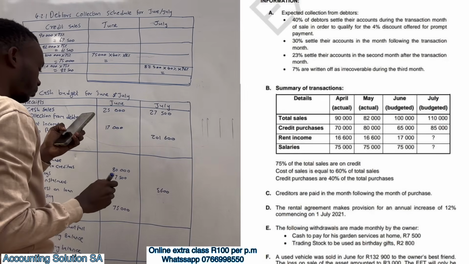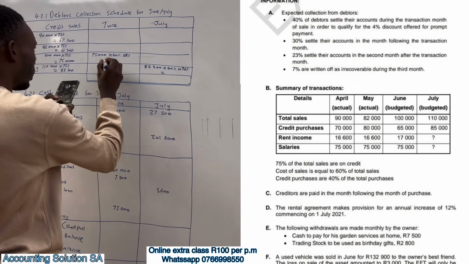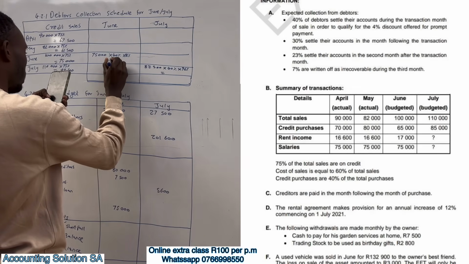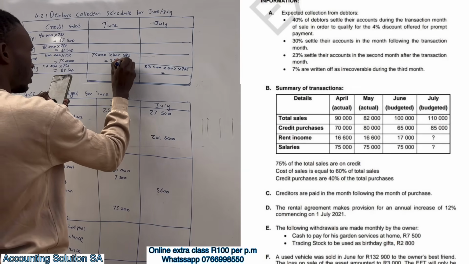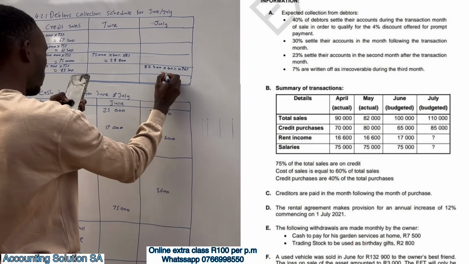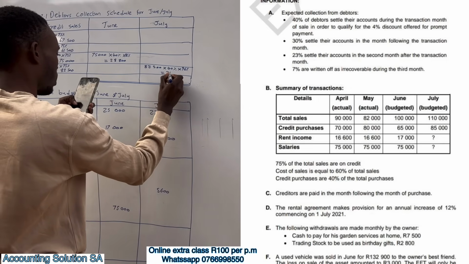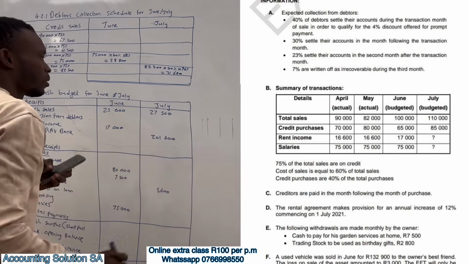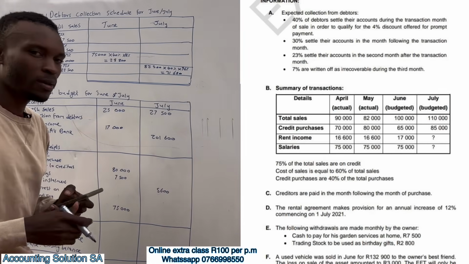For June and June, they're going to give us 28,800, and for July and July, they're going to give us 31,680. Just like that. Now let's go to the following month.